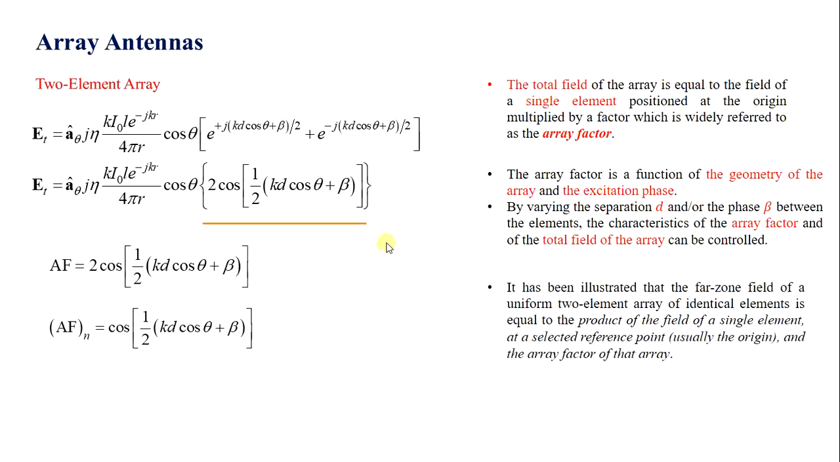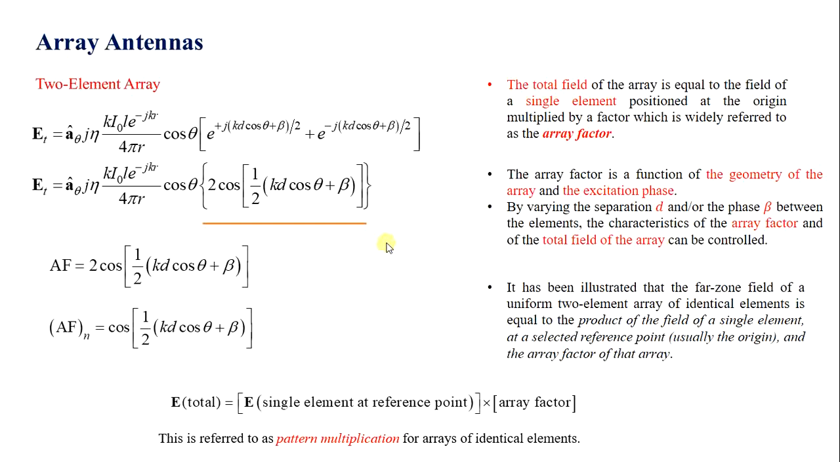So it has been illustrated that the far field of a uniform two element array of identical elements is equal to the product of the field of a single element at the selected reference point, usually selected to be the origin, and the array factor of that array. So the total electric field is equal to the electric field of the single element at the reference point times the array factor, and this is termed pattern multiplication for an array of identical elements.